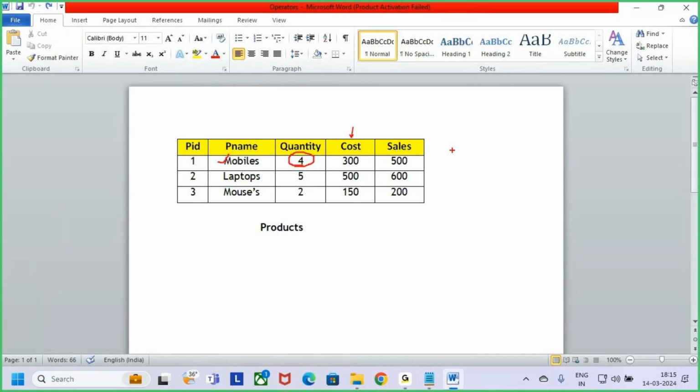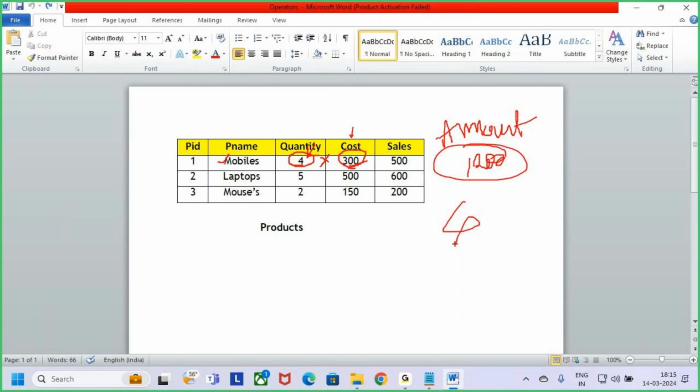I want to find out the total amount I'm spending on the business. To buy the 4 mobile phones, what's the amount I'm spending? Each mobile is 300. How many mobile phones am I buying? 4 mobile phones. To understand the total amount I'm spending, I need to multiply what? Quantity with the cost column. What's the cost of each mobile? 300. What is the quantity? 4. 3 fours are 1200. So what is this 1200? This is the total amount I'm spending on the business to buy how many mobile phones?